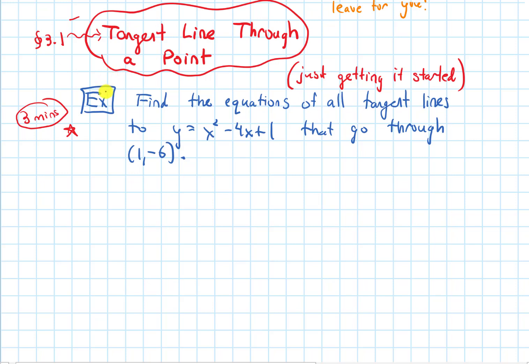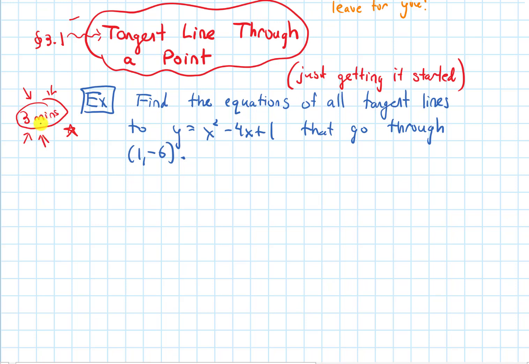This example says, find the equations of all tangent lines to y equals x squared minus 4x plus 1 that go through the point 1 comma negative 6. In this discussion, I'm just going to talk about getting this thing started. First, I want to give you 3 minutes to try the problem. 4, 3, 2, 1, pause it, and really try this question for about 3 minutes. This is a great conceptual question.